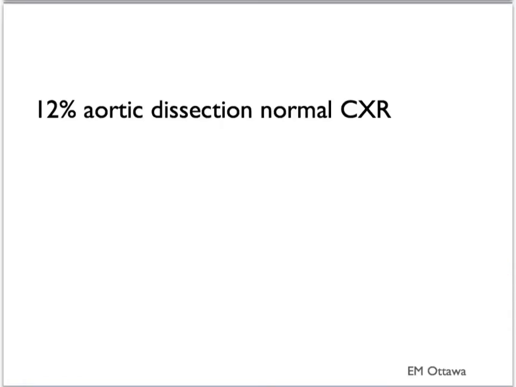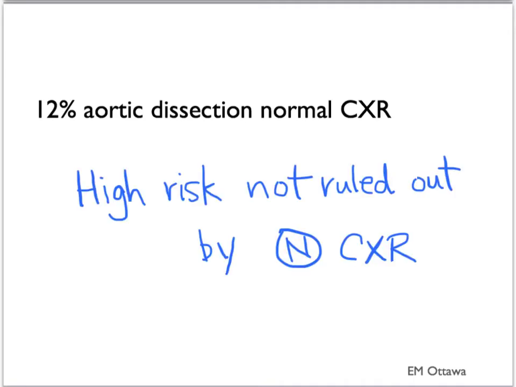Remember how we said that aortic dissection is sometimes very tricky to diagnose? Not only do they not always have typical symptoms, 12% of patients with aortic dissection have a completely normal chest X-ray. Therefore, a high-risk patient is not going to be ruled out by a normal chest X-ray.